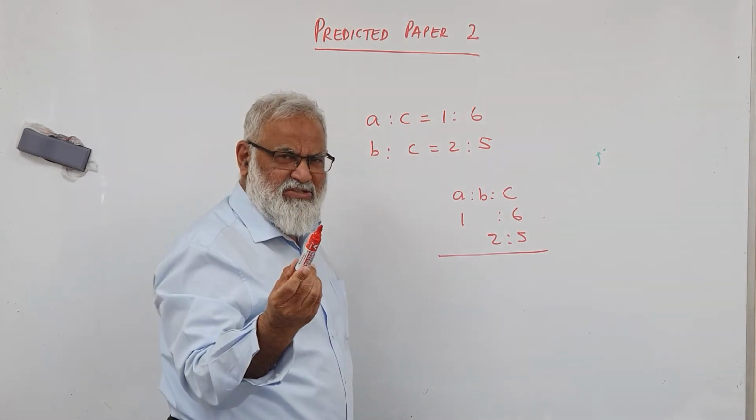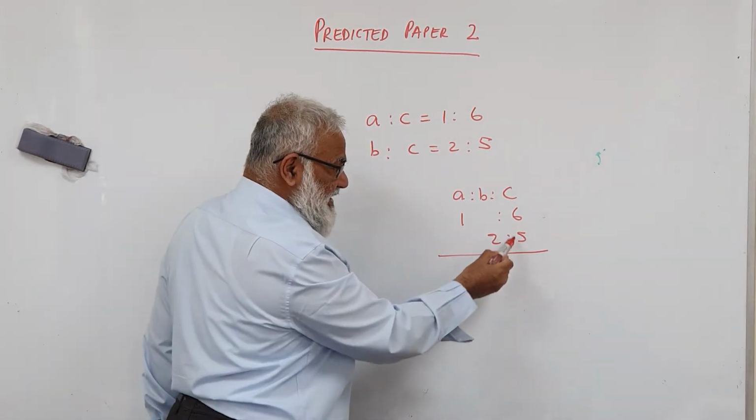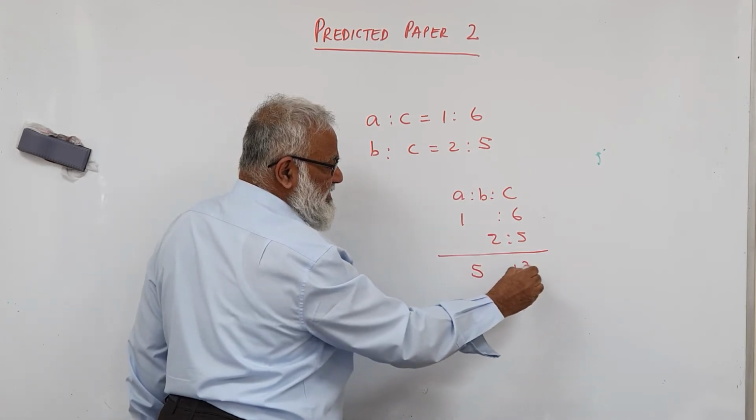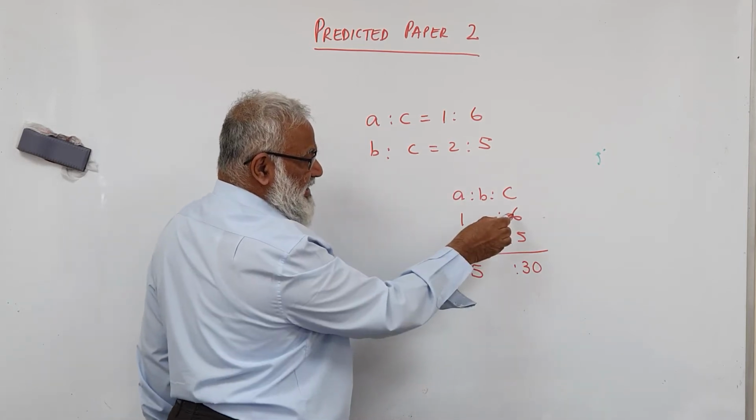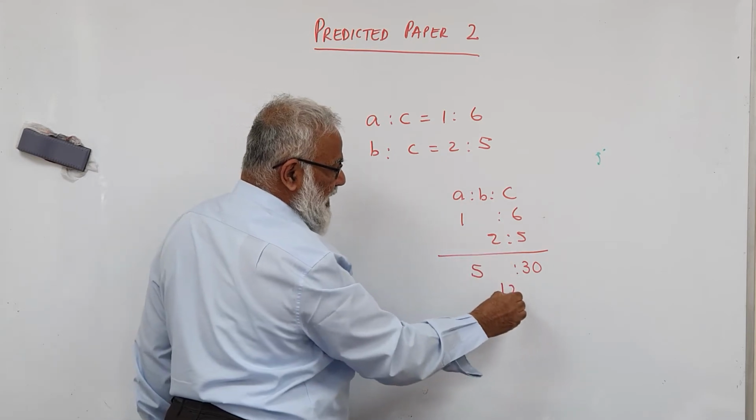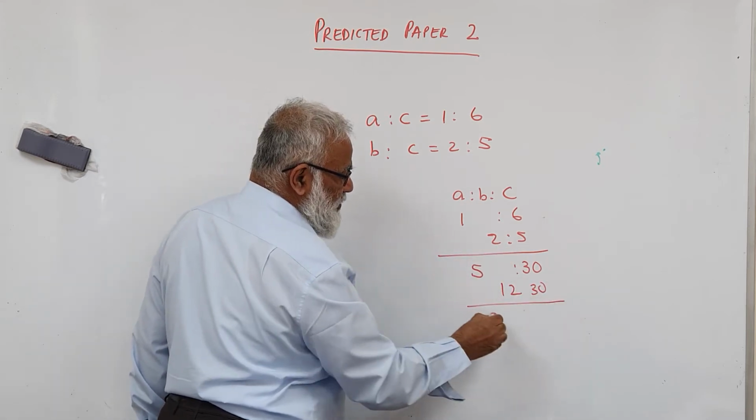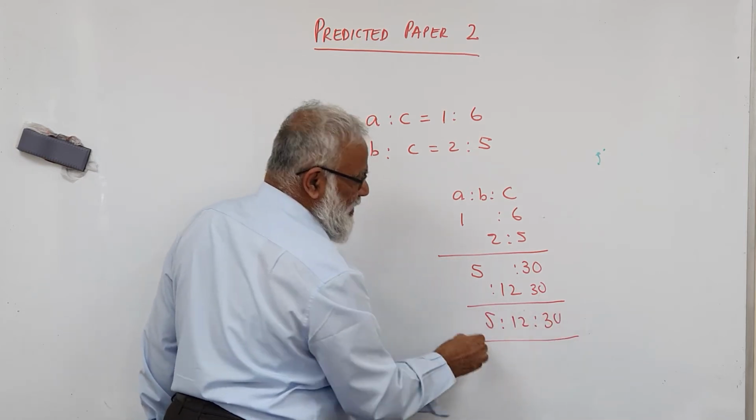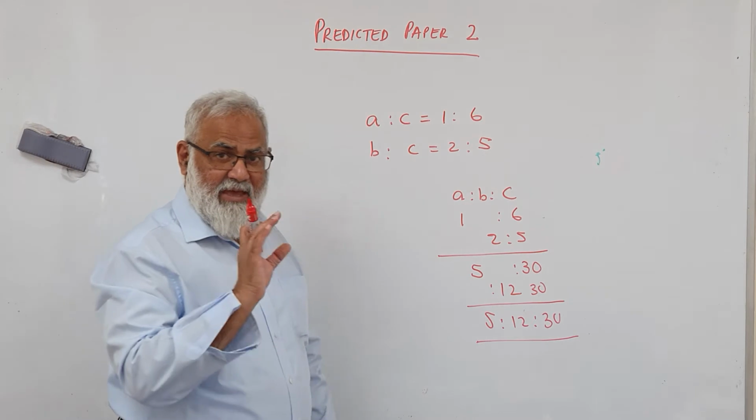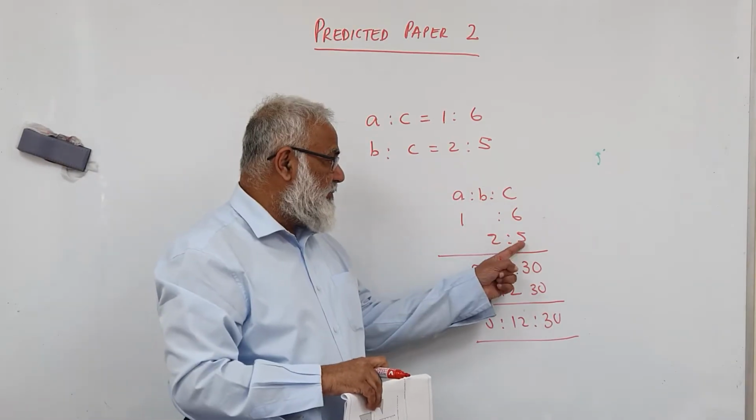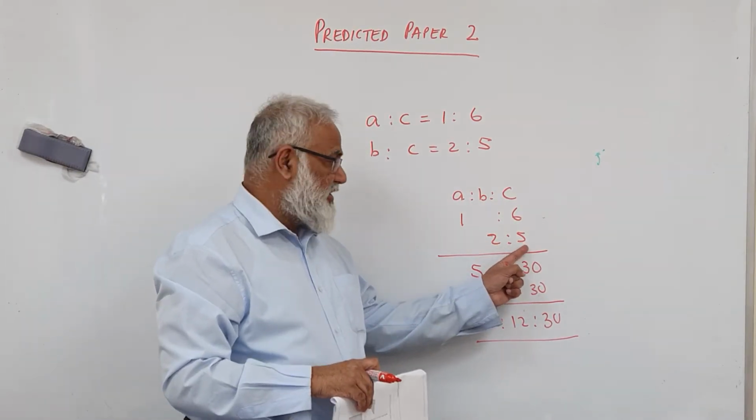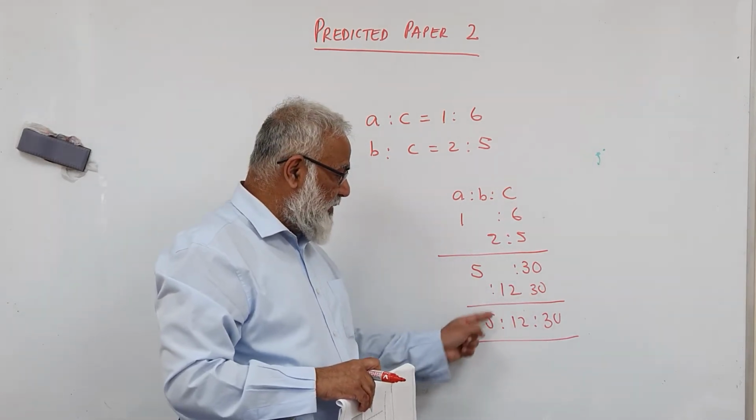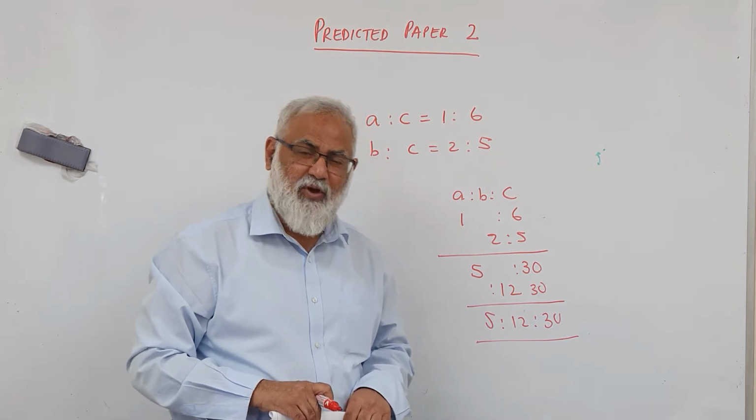How can I make them the same? The simple strategy is you take this number and times it by both. So 5 times 1 is 5 and 5 times 6 is 30. And you take 6 and multiply by both. 6 times 2 is 12 and 6 times 5 is 30. So 5 is to 12 is to 30 is your answer. So make them the same. That's the trick. So you multiply these two numbers by 5 and these two numbers by 6. And look, we have the same number. And then just copy this number. That is the ratio. Hopefully you have understood.